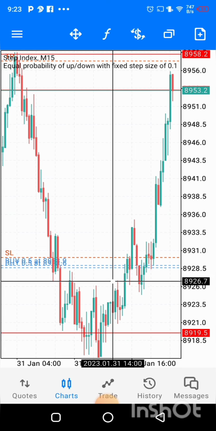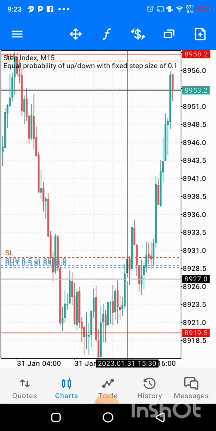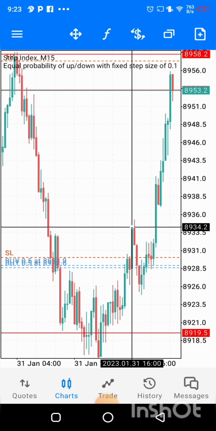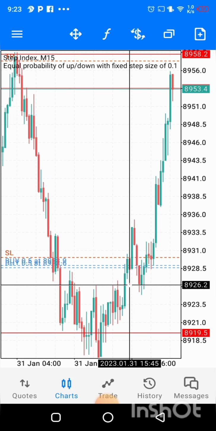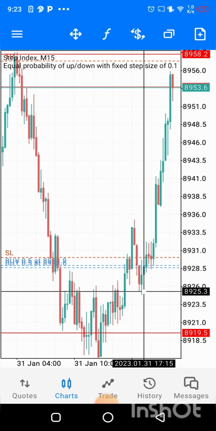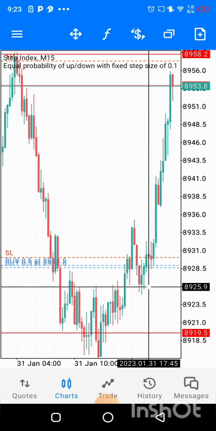Then after the break of this range, this level was broken and price went up. I knew price would be coming down to retest this range again. So I waited for price to drop down, and immediately price dropped down to this range.